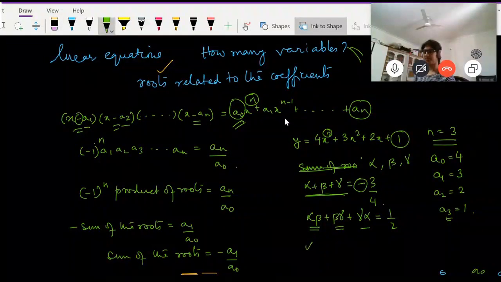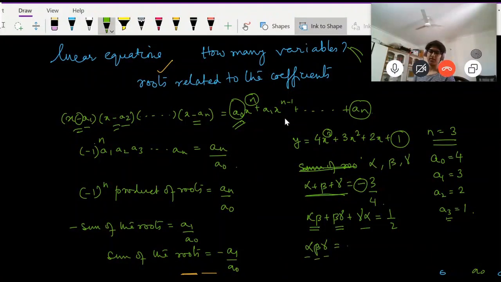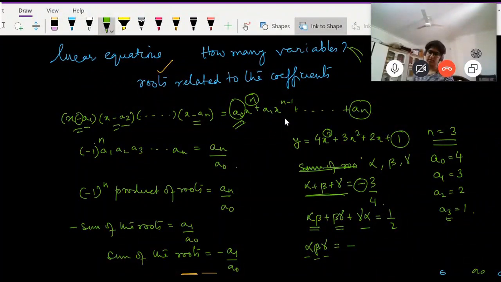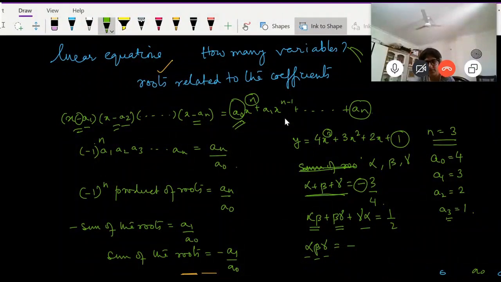What would be alpha beta gamma? This is minus, minus, minus, so this will be minus. How much will that be? Minus 1 upon 4. Got it? So this is the kind of problem that you will get in the examination.